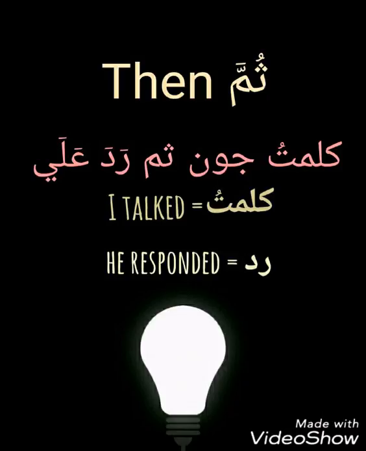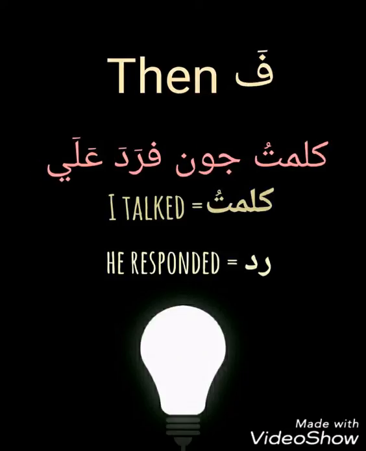Another way to say "then" in Arabic is to use fa. Fa. Let's say the same example. كلمت جون فرد علي. This sentence means that he immediately responded to me.